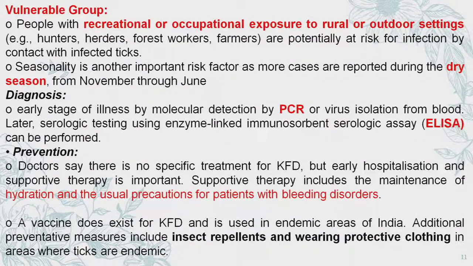Vulnerable group. The vulnerable group is those people are going for trekking or recreation, or people working in the forest area or the outdoor forest or near the rural area of the forest are prone to the disorder. Okay, but normally hunters, forest workers or the farmers settled near the forest area, they may contact with the ticks which are the carriers. Secondly, dry season, the disease outbreak was comparatively higher.